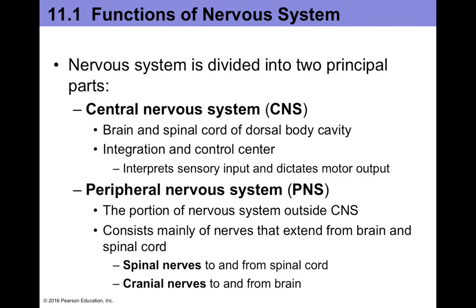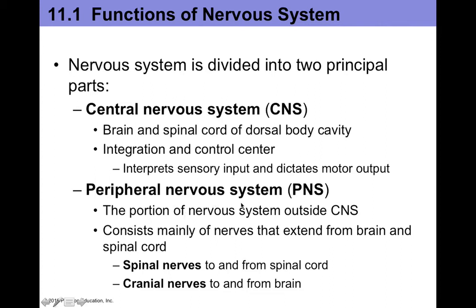Now, we can divide the nervous system into two principal parts. Structurally, the nervous system has a central and peripheral nervous system. So the central nervous system is your brain and spinal cord, contained within the dorsal body cavity. And we think of the central nervous system as like the integration and control center, where interpretation of sensory input can help dictate the appropriate motor output. And this type of processing can be either conscious or unconscious, but it's still an integration and control center of your body. Now, the peripheral nervous system is the portion of your nervous system outside of the central nervous system.